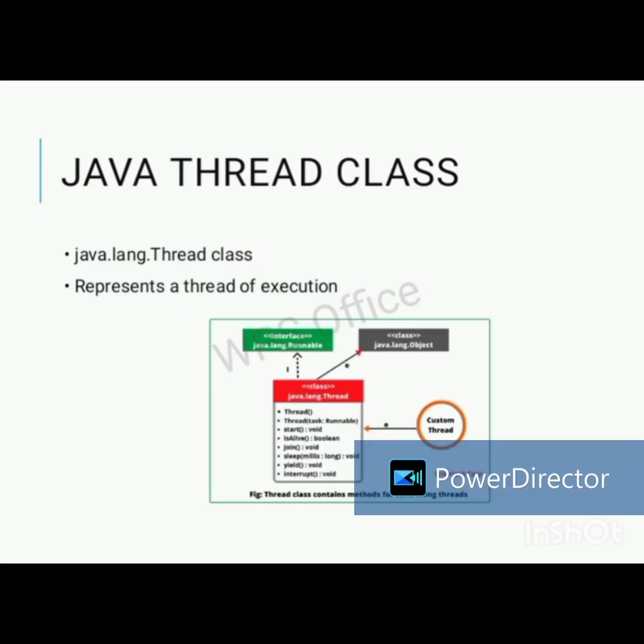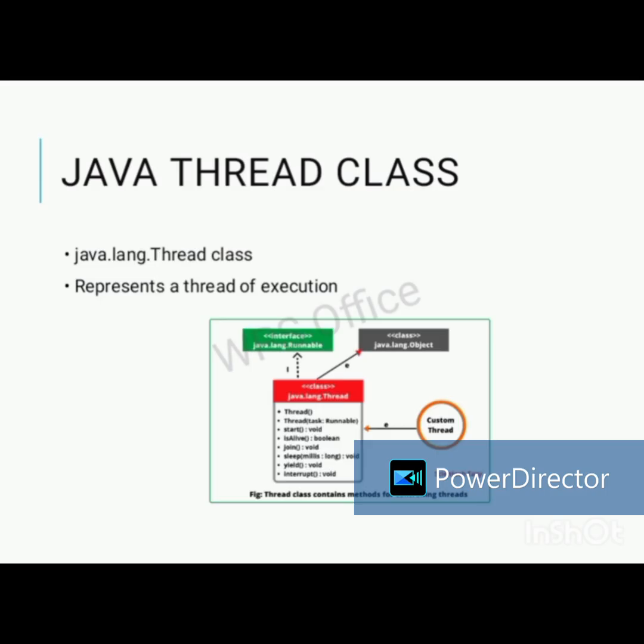The Thread class provides several useful methods for thread management, such as: start method, starts the thread; run method, defines the task; sleep method, pauses the thread for a specific duration; join method, waits for another thread to finish; getName method and setName method, manage thread names; setPriority method, adjusts the thread priority.